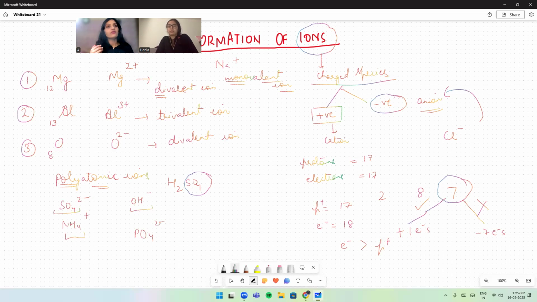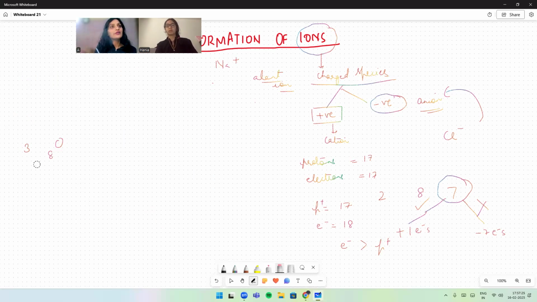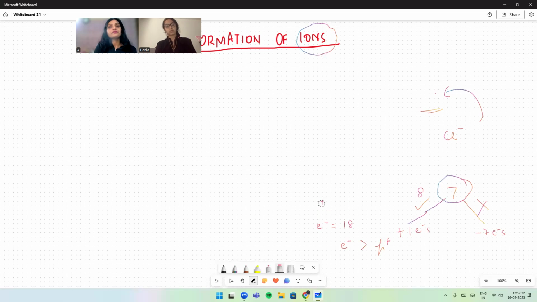Okay. So now we have done formation of ions. We got to know how the ions are being formed, which one is a cation, which one is an anion. And the metals, they form cations, because they are losing electrons. Okay, got it? Metals tend to form cations. And when I talk about the non-metals, they are going to form anions.